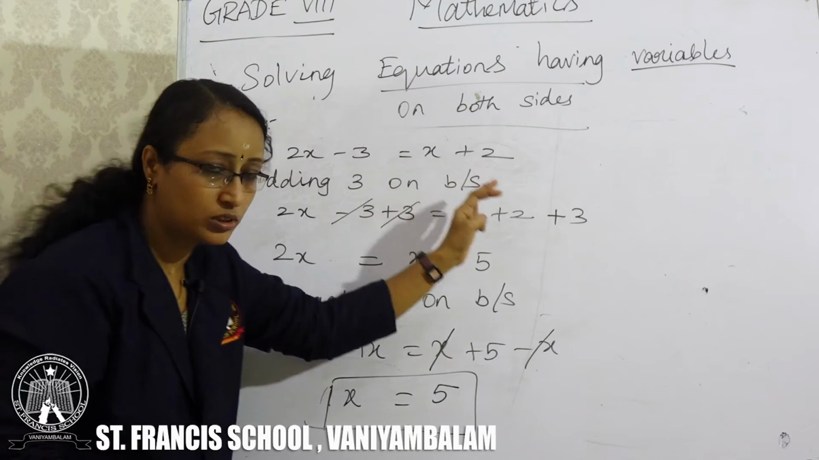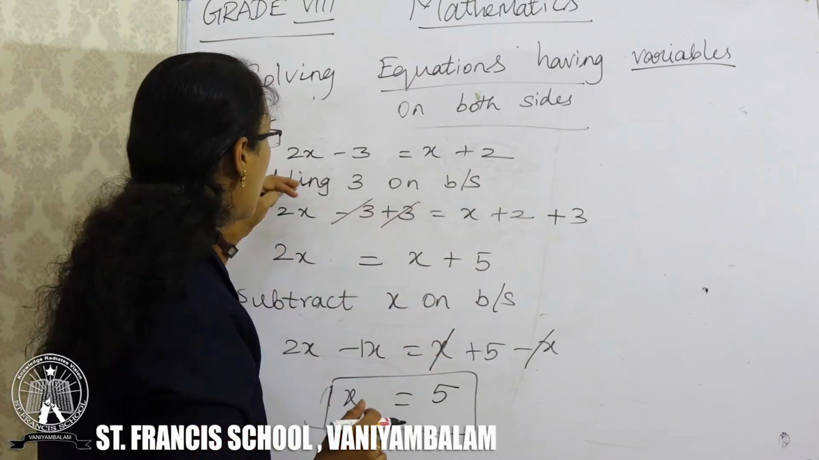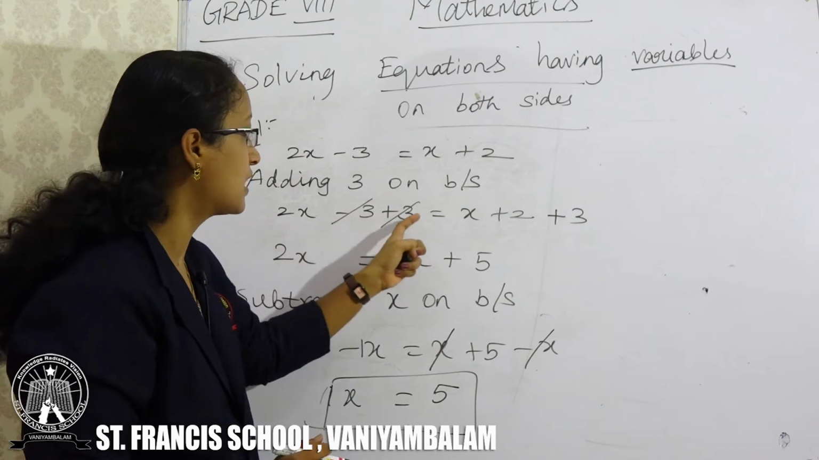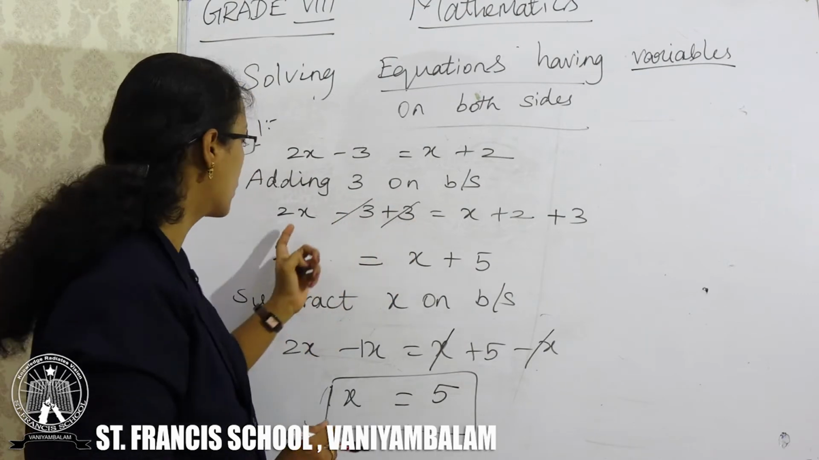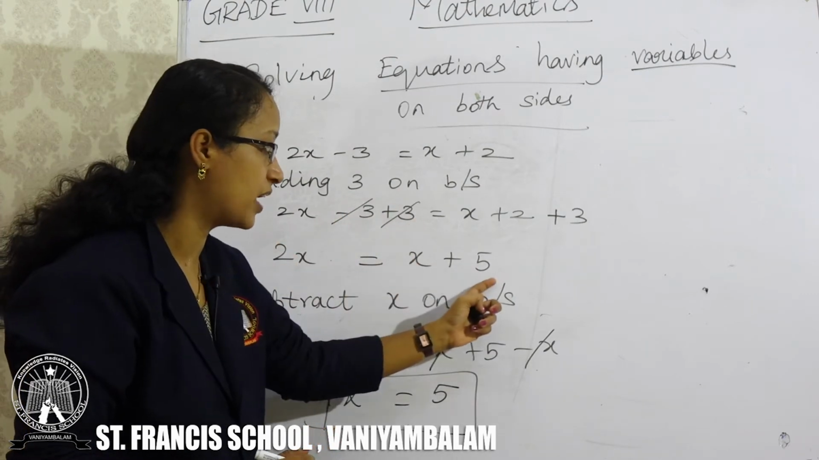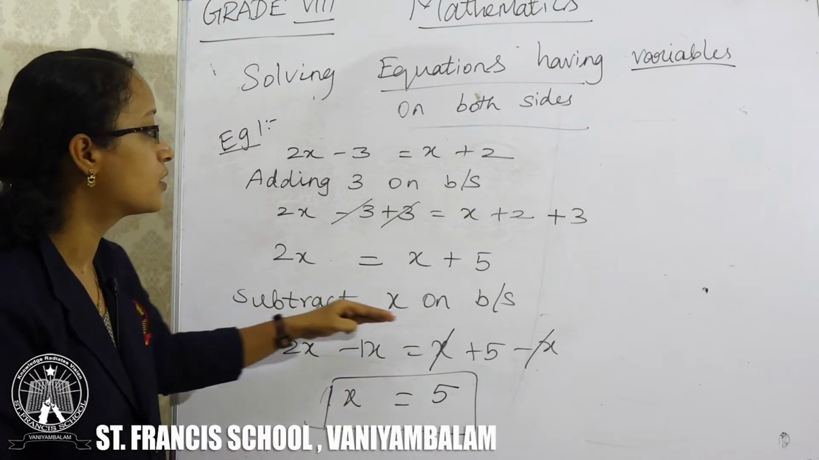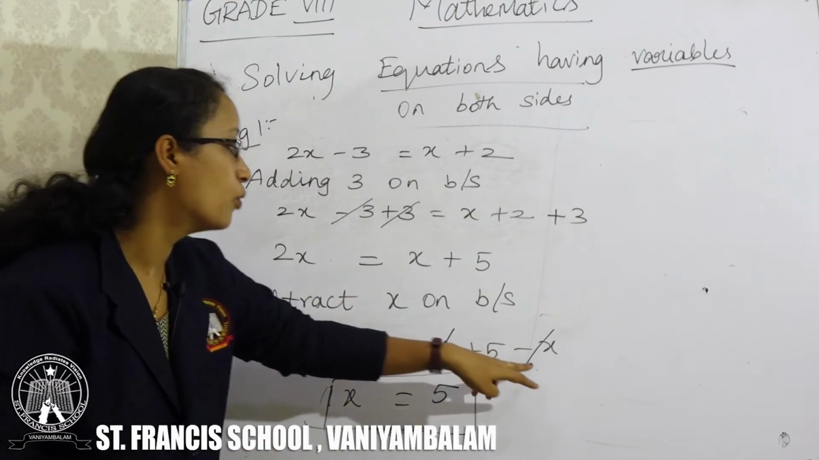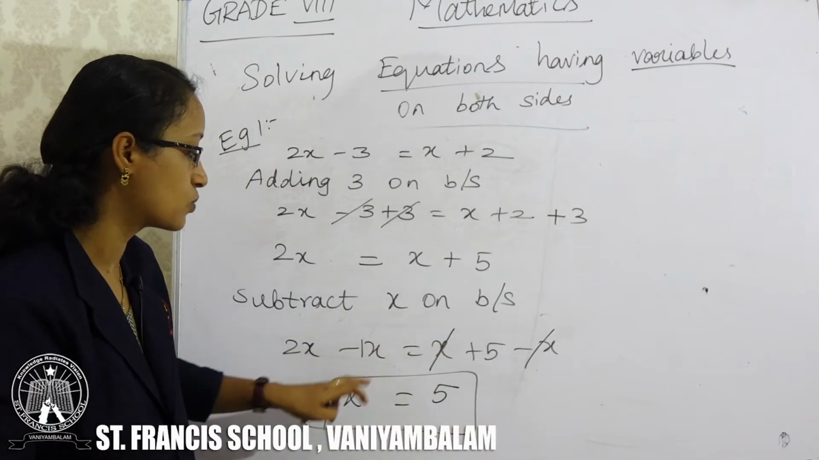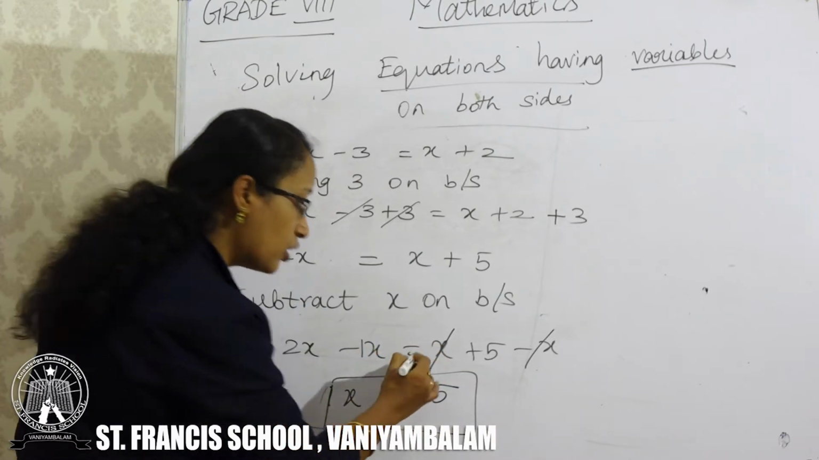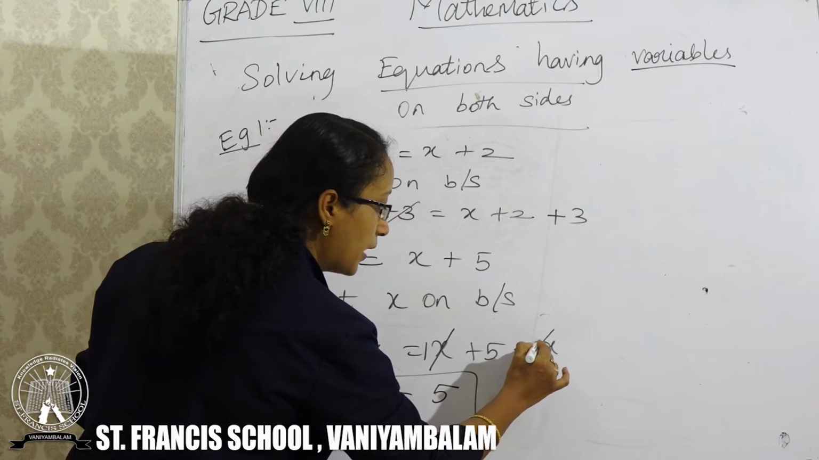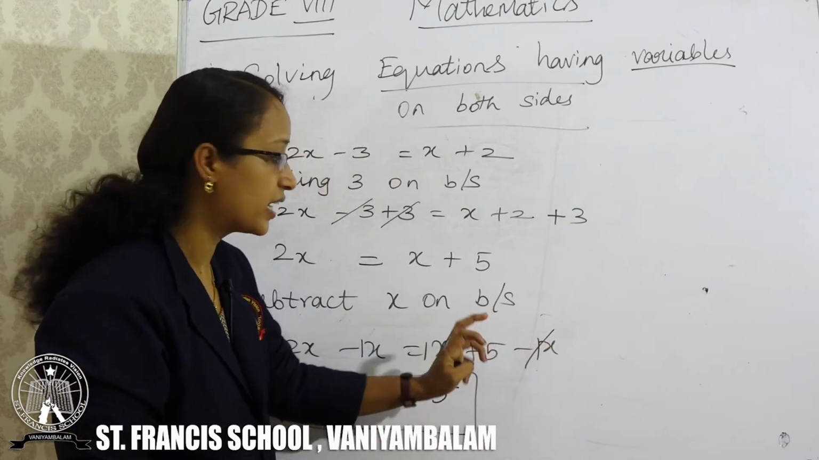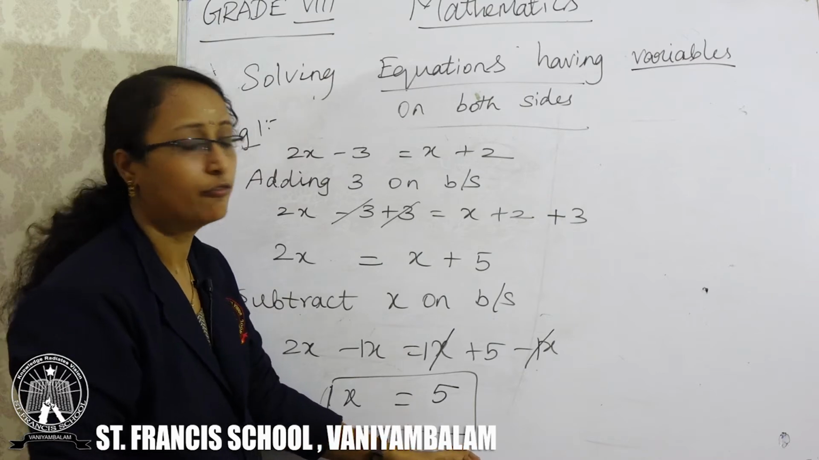First, if you have expressions on both sides, just listen. I am going to add 3 on both sides. So minus 3 plus 3 will be cancelled. You will get 2x is equal to x plus 5. In the next step, I am going to subtract x on both sides. 2x minus 1x is x, and here you already have 1x and I am subtracting 1x, so plus 1x minus 1x will get cancelled. So the x value is 5.